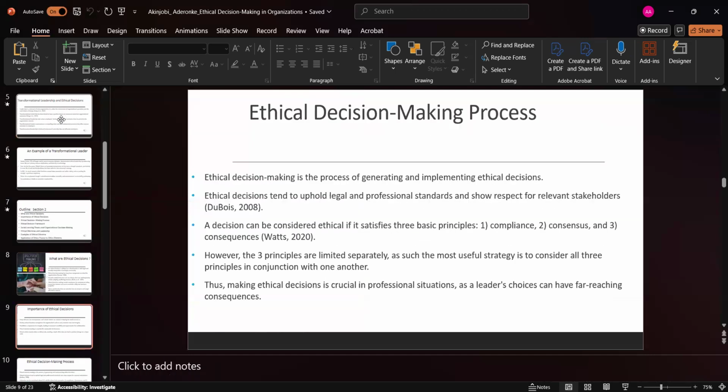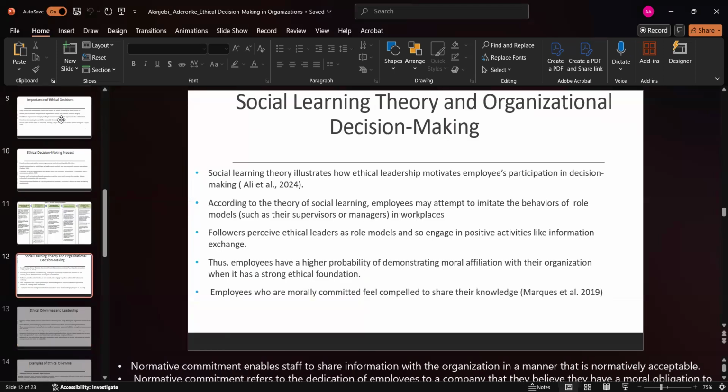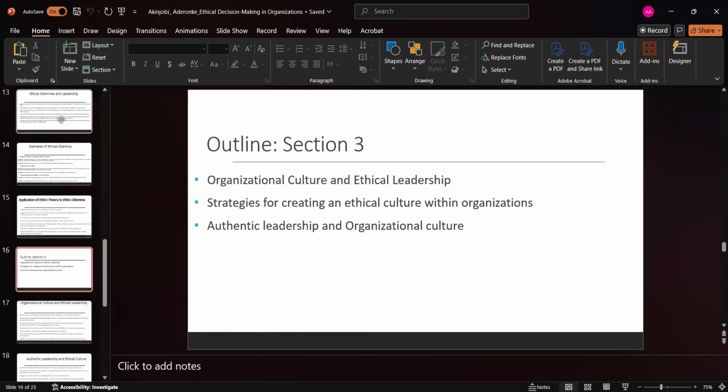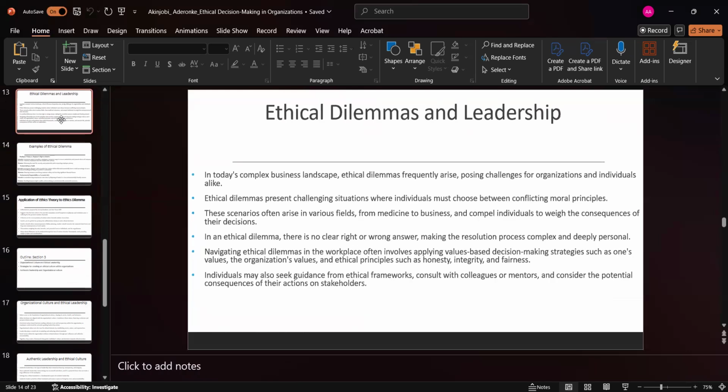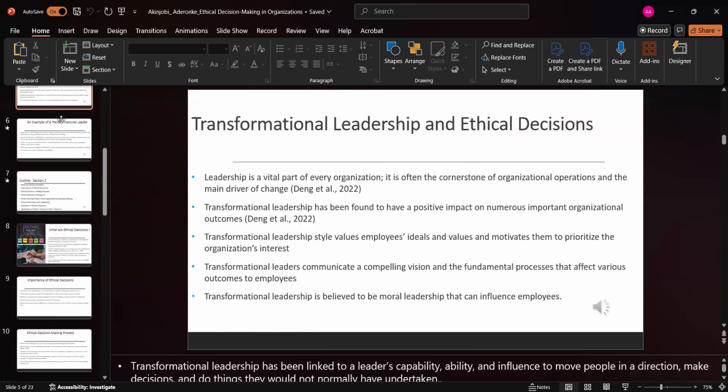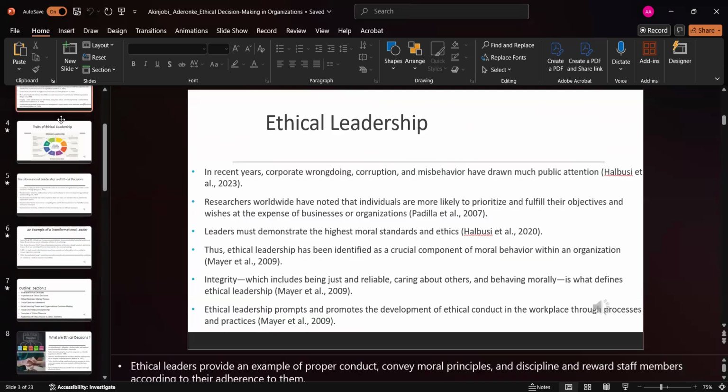The third section has to do with culture, organizational culture, and how an ethical leadership, strategies for creating an ethical culture within the organization. Then I will talk briefly about authentic leadership and organizational culture. So I will just dive right in.